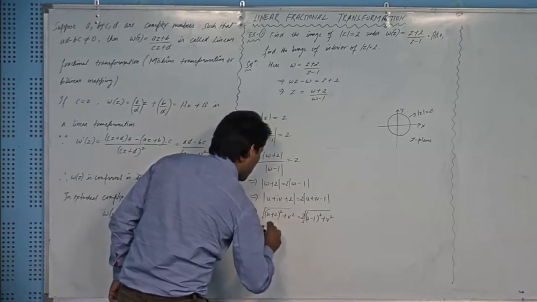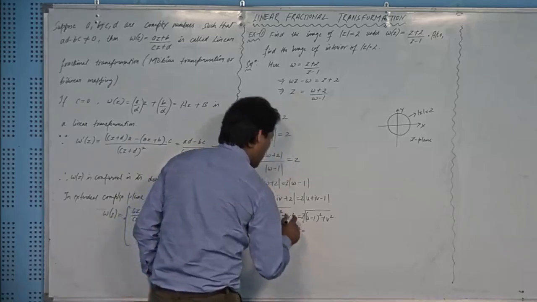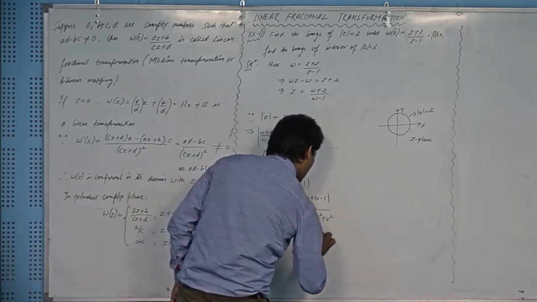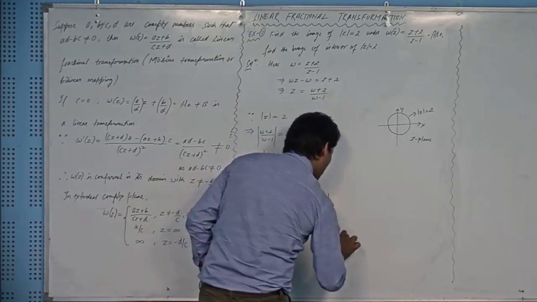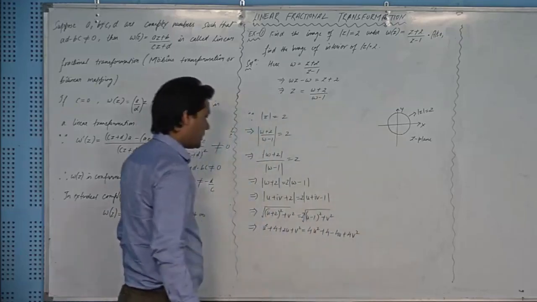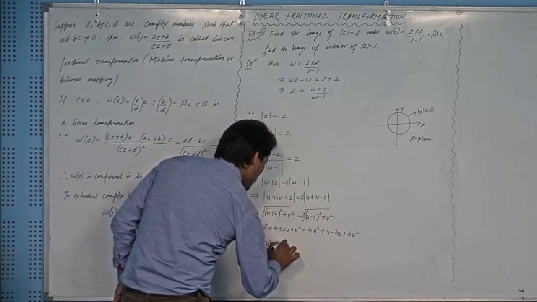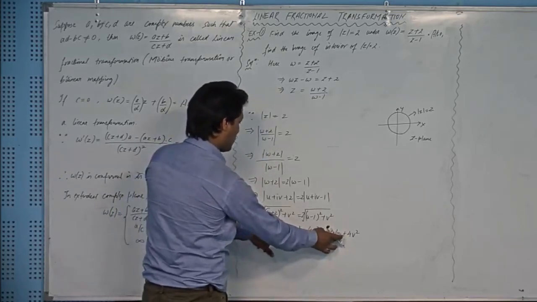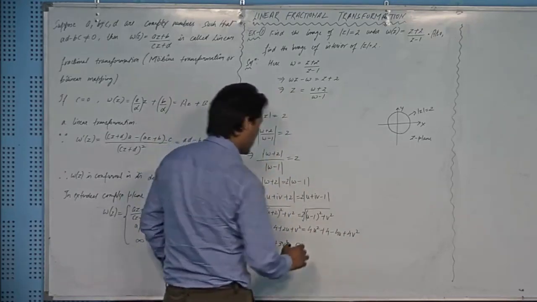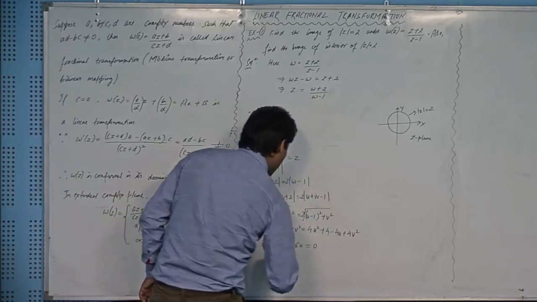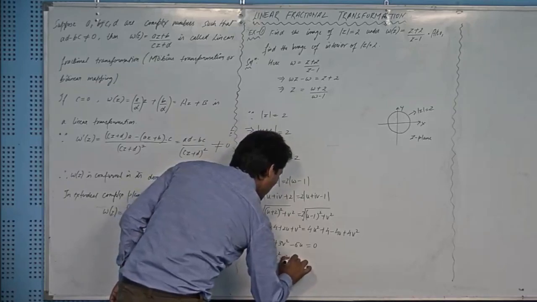We will be getting u square plus 4 plus 2u plus v square, and from this side on squaring we get 4 times u square plus 1, it means 4 minus 2u minus 4u plus 4v square. Ultimately we will get 3u square plus 3v square, right? And these terms, minus 6u, and then 4 will be cancelled out, equal to 0. So on dividing it by 3, you will get u square plus v square minus 2u equal to 0.